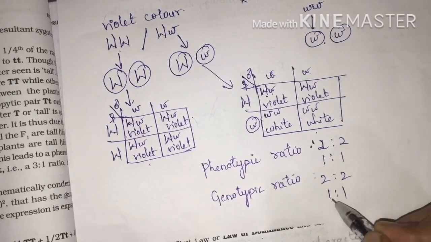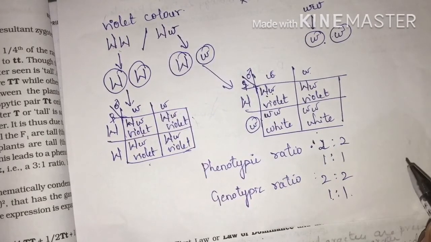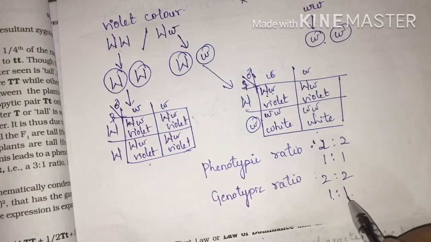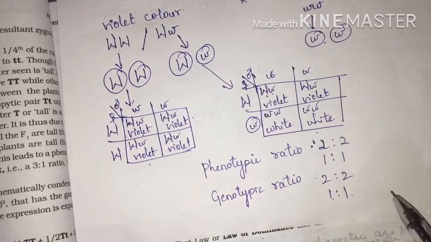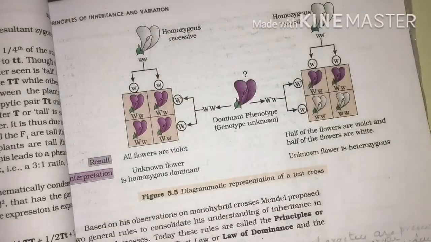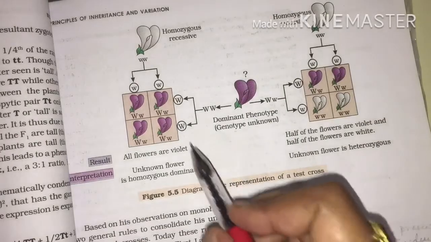So always in a test cross you will get 1:1. Always in a test cross the ratio will be 1:1 for a monohybrid. If we are choosing a dihybrid cross, then it will be 1:1:1:1. This is how you are going to write. The same thing you have in your textbook, something like this.